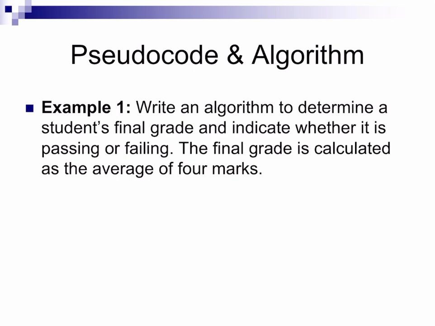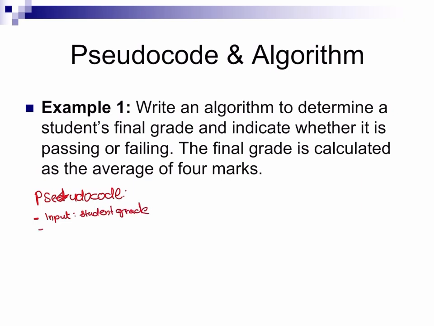So let's have an example about pseudocodes and algorithms. Here we have: write an algorithm to determine a student's final grade and indicate whether it is passing or failing. The final grade is calculated as the average of 4 marks. So let's write the pseudocode. Here we're going to know what the inputs are that are supposed to be given by the user and the calculation you're supposed to do. So we need to calculate the student final grade. So we have as an input the student grade.